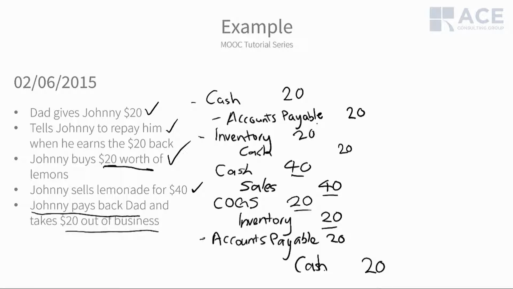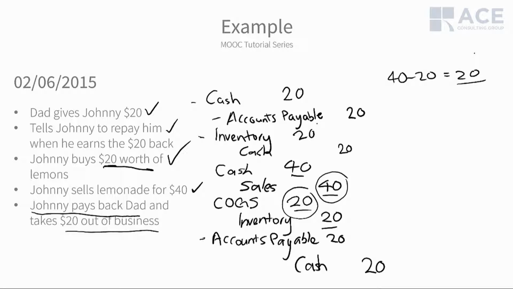And the last event is that Johnny took $20 out of the business. So if we go back to the earlier transactions, we see that we made $40 in sales while the cost of our goods was only $20. So 40 minus 20 would give us 20, our net income. So normally accountants at this point would go through closing entries so that they can actually take this net income and put it into an account called retained earnings.